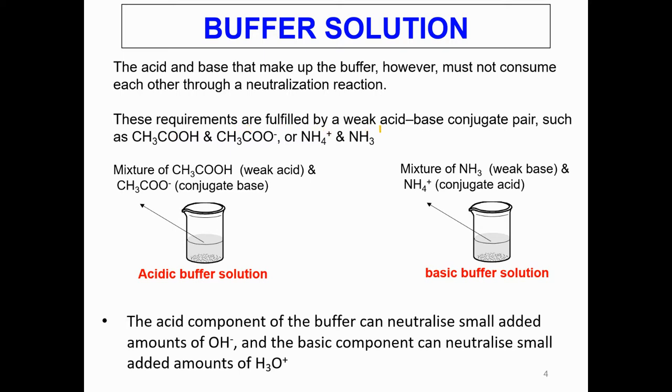These requirements are fulfilled by a weak acid-base conjugate pair such as ethanoic acid and ethanoate ion, or ammonium ion and ammonia. For example, this is an acidic buffer solution. It contains a mixture of weak acid and its conjugate base. A basic buffer solution is a mixture consisting of weak base and its conjugate acid. The acid component of the buffer can neutralize small added amounts of hydroxide ion from a strong base, and the basic component can neutralize small amounts of added hydronium ion.